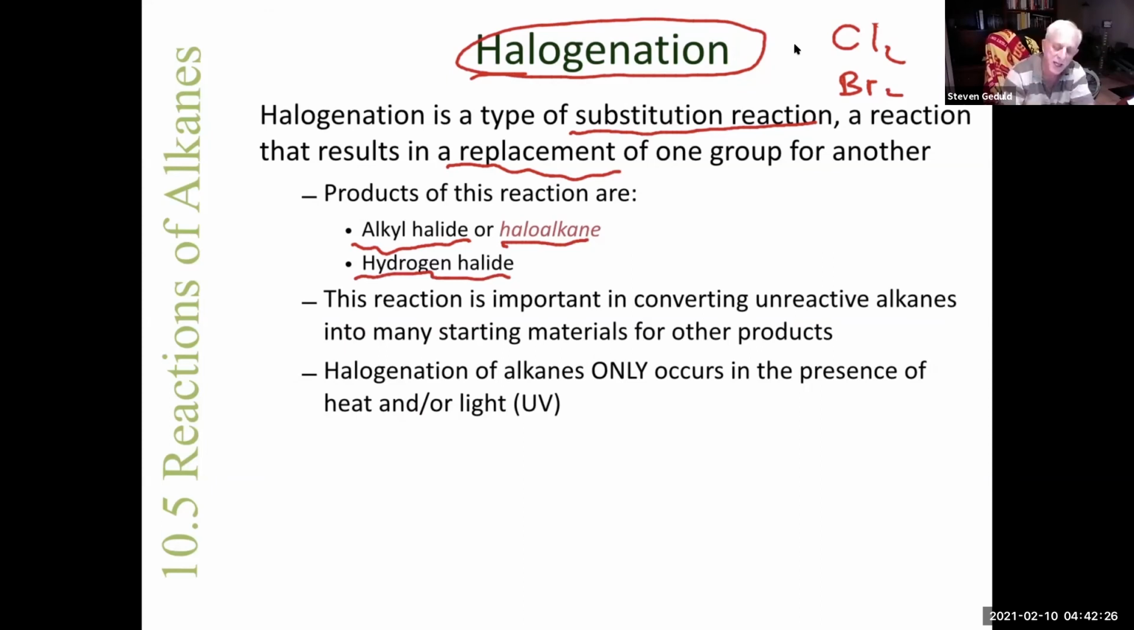Okay, so halogenation of alkanes only occurs in heat and or UV light. It takes something to get the reaction to go. If an alkane or cycloalkane and a halogen are just there together, they're not going to react. They need heat and or light for the reaction to occur.